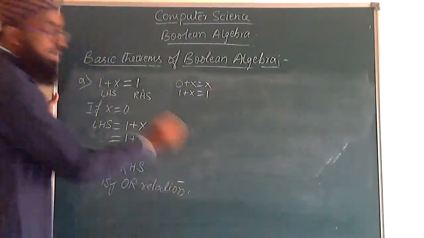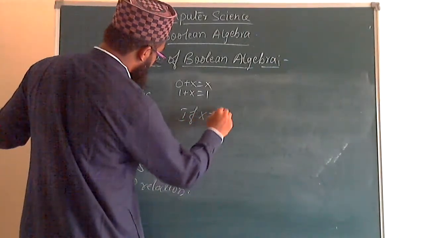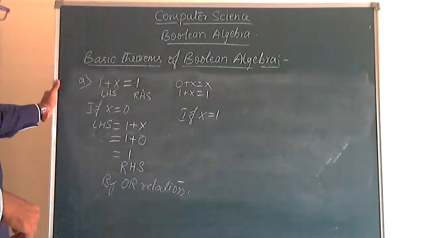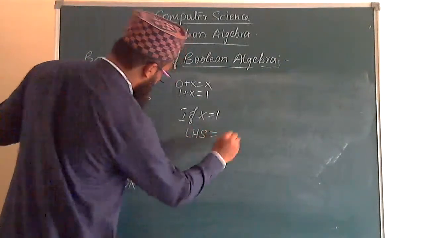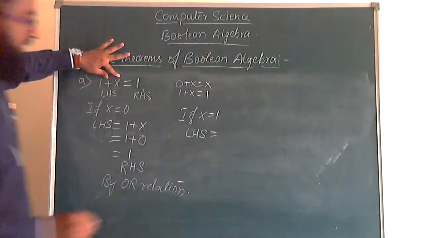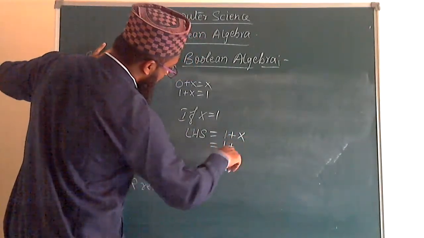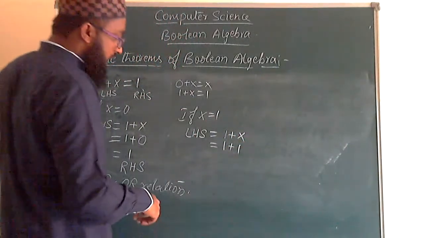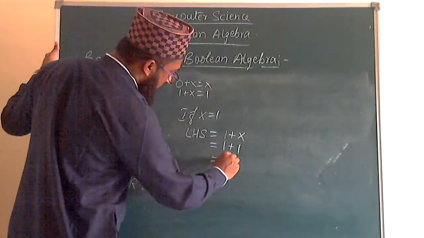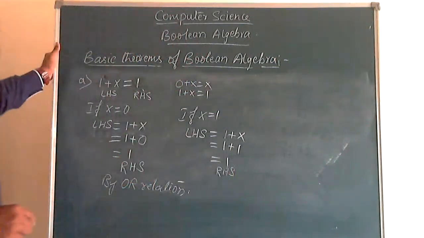By OR relation. The next thing is, if x is equal to 1, then LHS is 1 plus x, which is equal to 1 plus 1, because the value of x is 1 here. In the OR gate, we have to do the OR operation. 1 plus 1 is always 1, which is equal to RHS by OR relation.